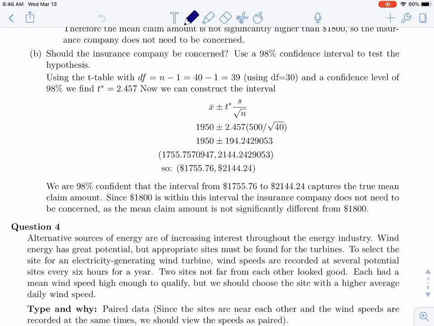Since 1800 is within this interval, the insurance company does not need to be concerned as the mean claim amount is not significantly different from 1800. So using DF equals 30. Yeah, so you have 39 degrees of freedom, but because the table jumps from 30 to 40, you have to make a note of which line on the table you're actually using. Yeah. Good. Any other questions with that one?